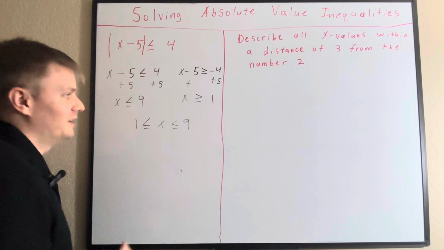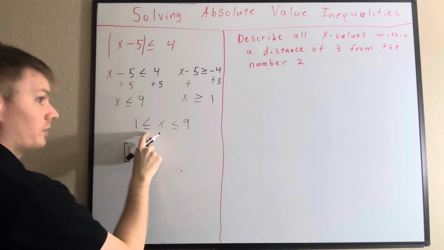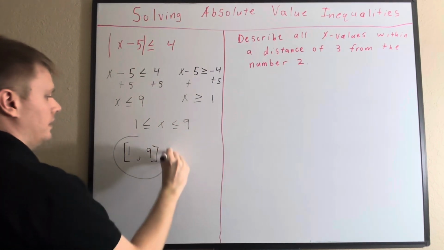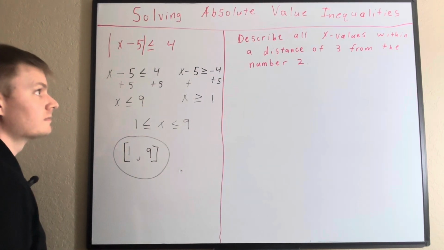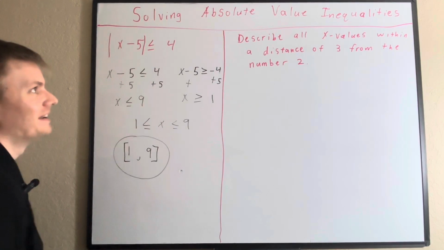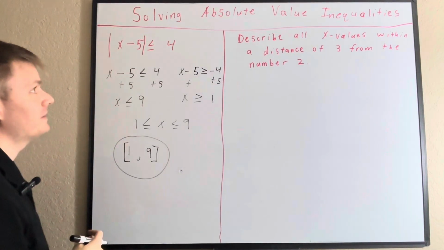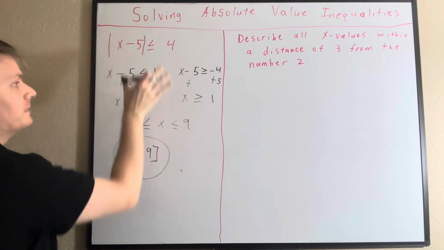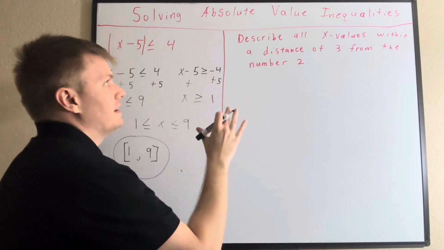But of course, they want us to put it in interval notation. So we put brackets on 1 and brackets on 9 because it's or equal to. There's our answer. Not too terrible, right? All right, now let's get to the word part of it, because even this can be confusing. And we're going to be glad that I'm leaving this example up here so that this can make more sense.